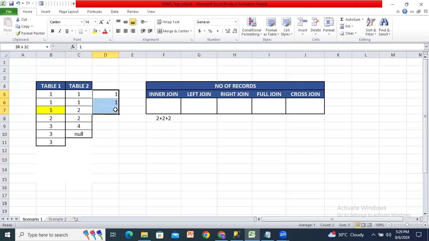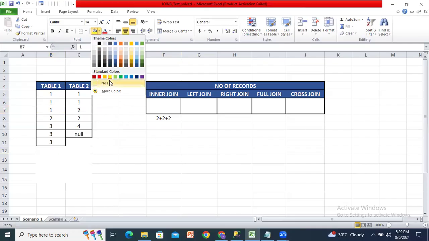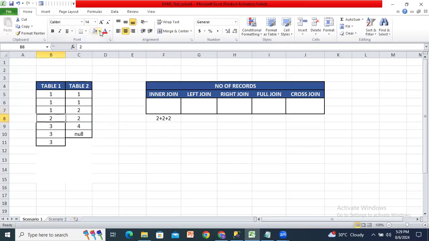Next, I will remove this part and again we'll remove. So the fourth row is matching to table 2. The first row is not matching, the second row is not matching. The third row is matching 1 record, the fourth row is matching 1 record. Then no other matches. So then 2 plus 2. Okay, so this one is completed.